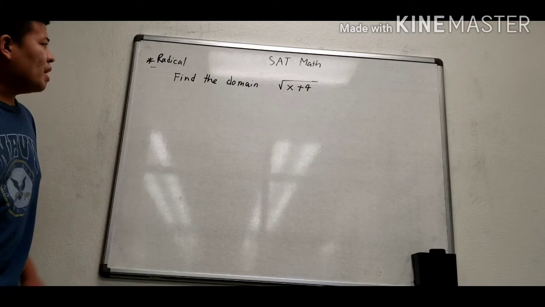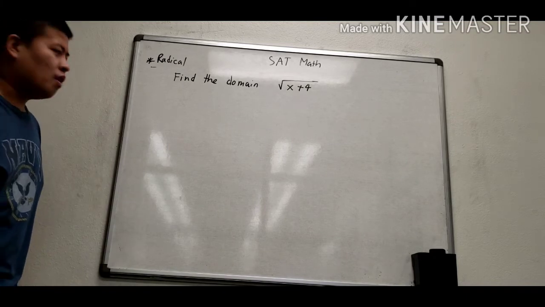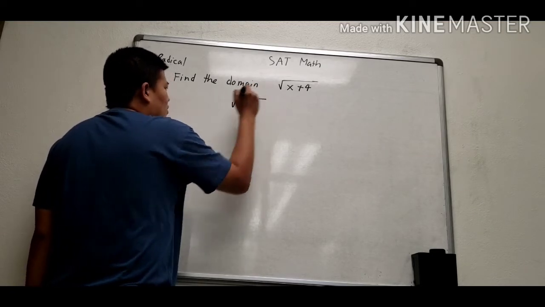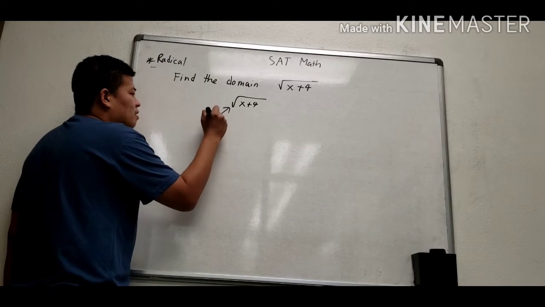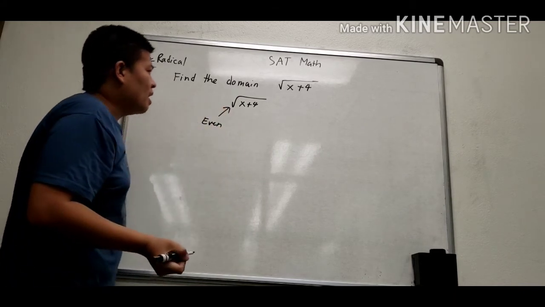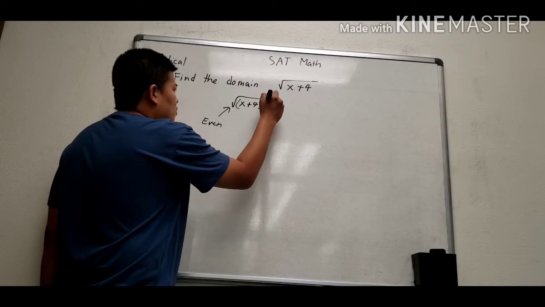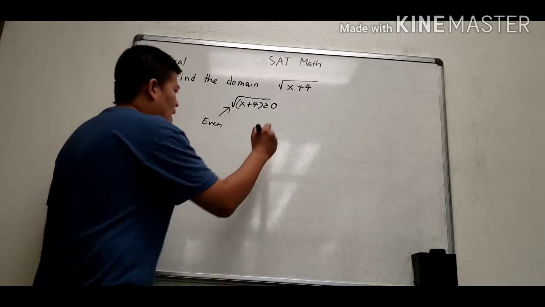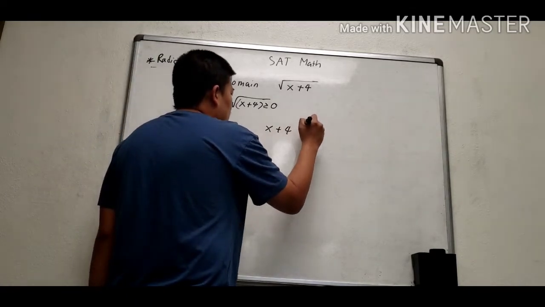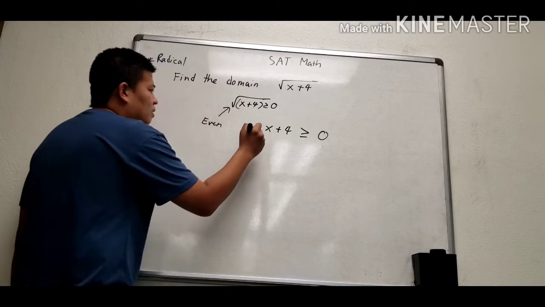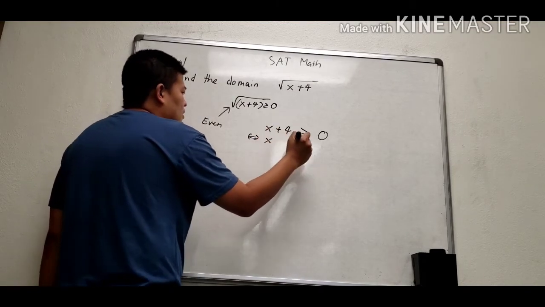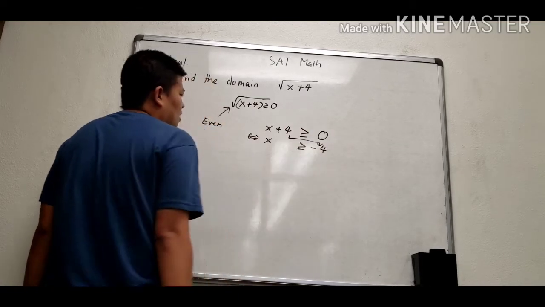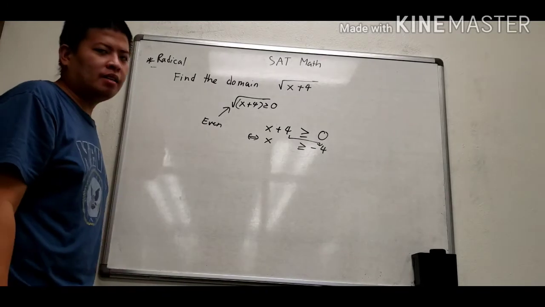They ask, find the domain of the square root of s plus 4. We know that s plus 4 in the square root is even. So it means that this thing should be greater than or equal to 0. So we have s plus 4 greater than or equal to 0. And we have s greater than or equal to -4, because we move the number 4 in here. So that's the way we find the domain in here.